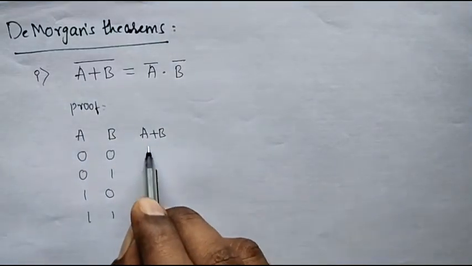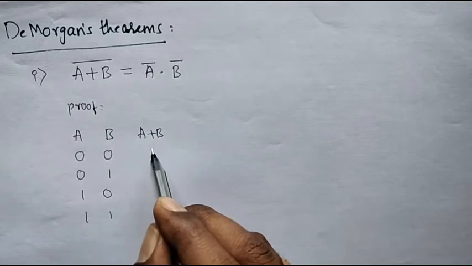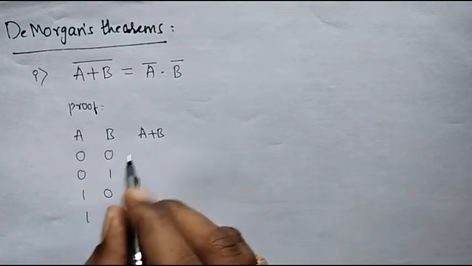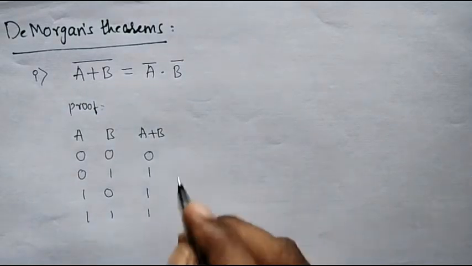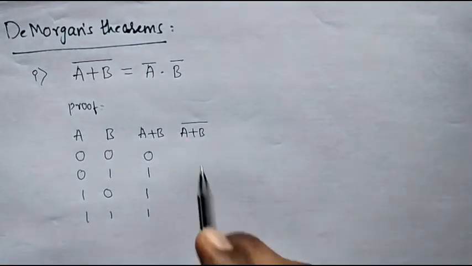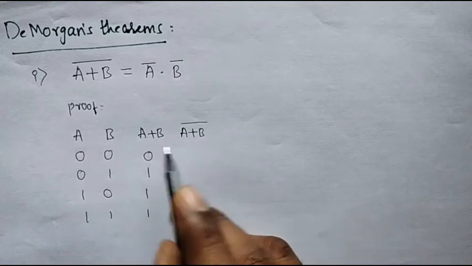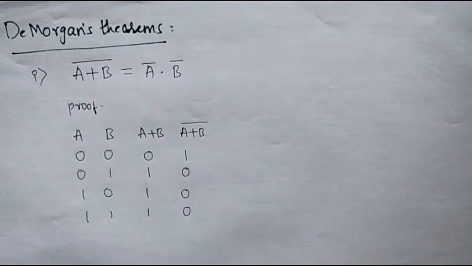First we'll perform the operation A plus B. A plus B is nothing but the OR function or OR gate operation. That is 0 plus 0 is 0, 1, 1, 1. Let us find (A + B) whole bar. (A + B) whole bar is the complement of A plus B, that is 1 0 0 0. So this column gives the LHS.